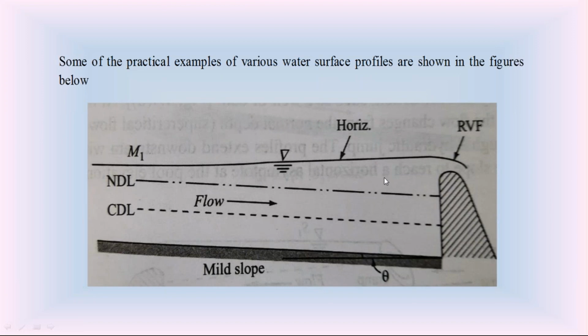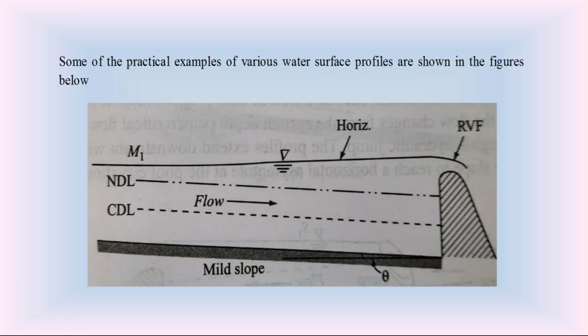This is one practical example. If there is a weir in the open channel, sometimes we construct a weir in the open channel to store the water. So if there is a weir, then due to this weir, the water surface in the open channel increases. If that water surface is above the normal depth line and the channel bottom slope is mild slope, this is called the M1 water surface profile in the open channel. This is one practical example for this M1 water surface profile in the open channel.